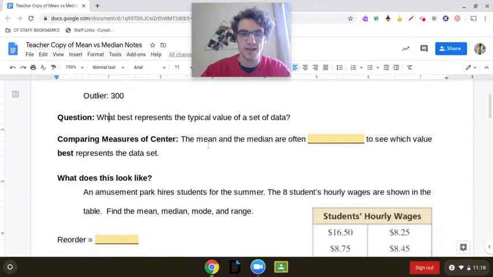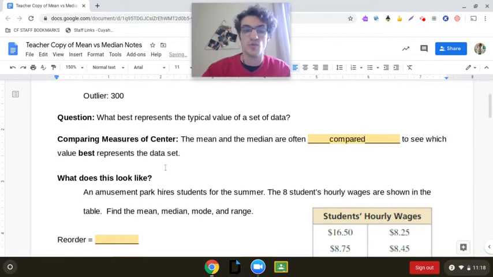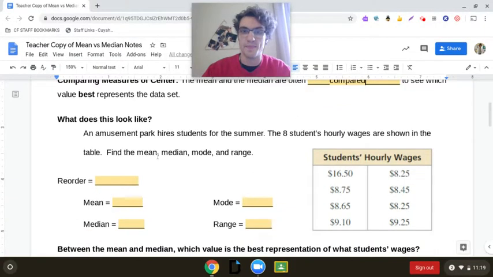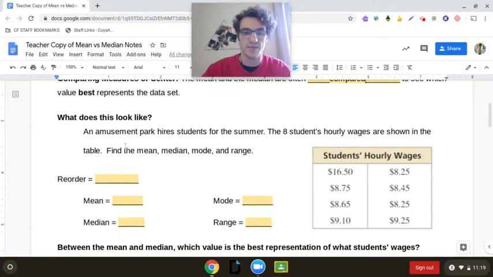So the first thing you'll fill in your notes, however you want to fill this in, comparing measures of center: the mean and the median are often compared to see which value best represents the data set. All right, so again, the mean is the average, but sometimes the average gets a little messed up. And we'll show that in this example right here.